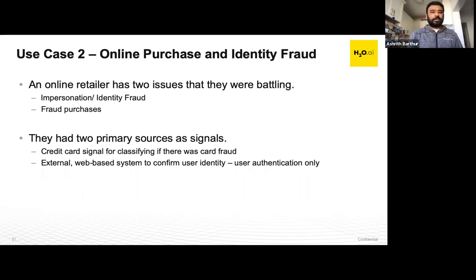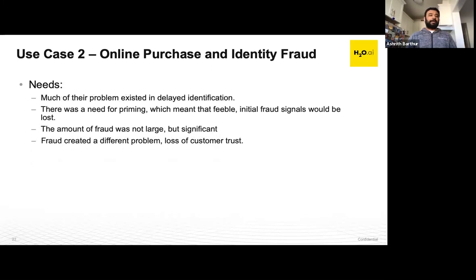And I'll explain what their needs were. Maybe that will give us an idea. So the problem was, much of the problem actually existed in delayed identification. I think this is the problem that comes up with something called post priming, where you need to see enough of a certain behavior for your model to pick up that this is fraudulent behavior. So this is the problem that they had.